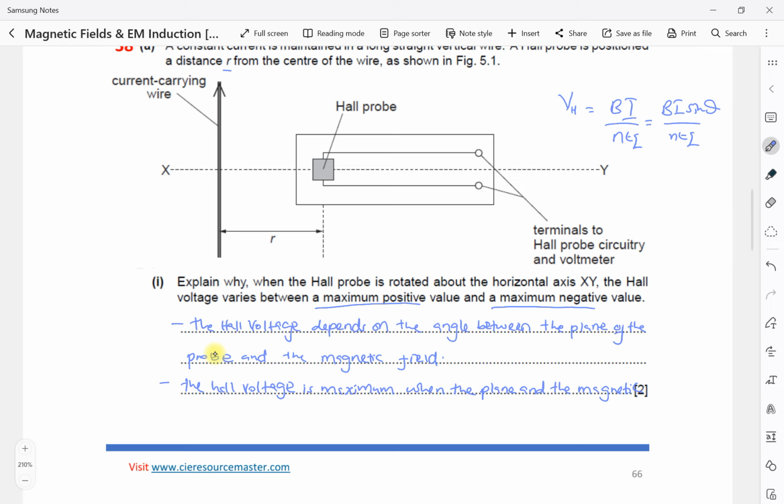When the plane and the magnetic field are perpendicular to each other, and 0 when the plane and magnetic field are parallel to each other.